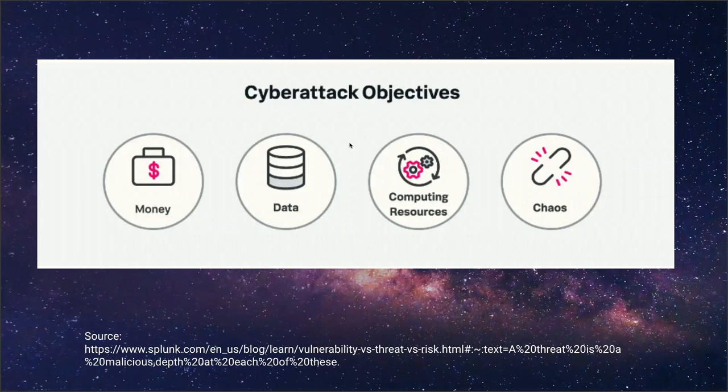So, cyber attack objectives: usually a criminal or whoever is attacking is after assets, and assets are really only four things. You have money, they usually want money, or they want data to get money, and you can combine them. They might want computing resources, for Bitcoin mining or whatever. They might want to cause chaos, for example, like a Stuxnet or something like that.